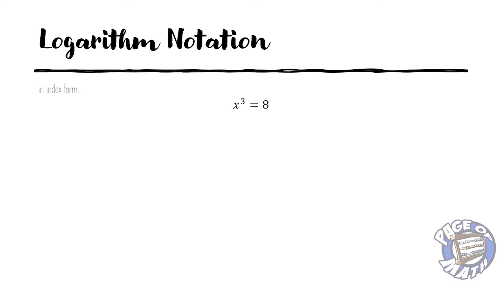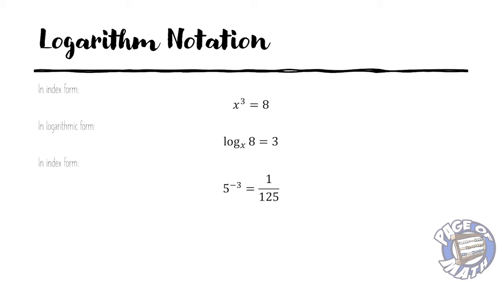Let's convert the following from index form to logarithmic form. So we have x raised to the power of 3 is equal to 8. First, we already know that our logarithm is 3. So whatever comes on the right side of the equal sign will be 3. Identify your base. X is your base. And then our solution is 8. So we will have the logarithm of 8 with a base of x is equal to 3, as we see right here.